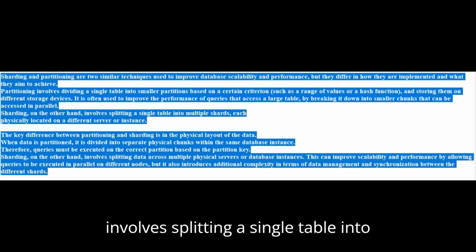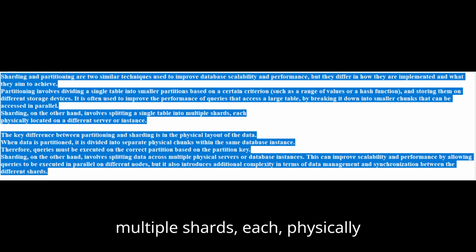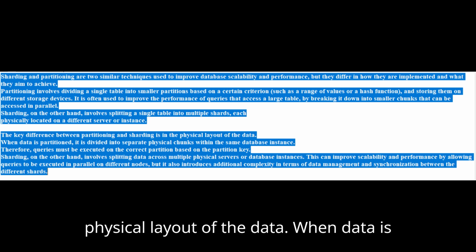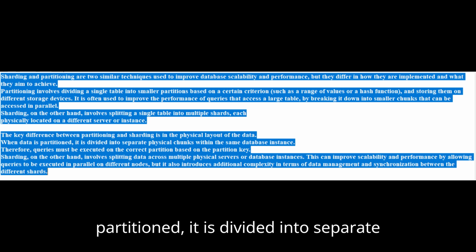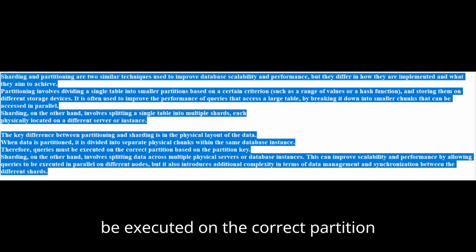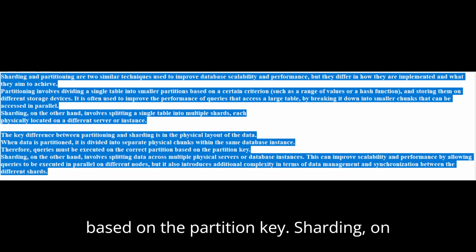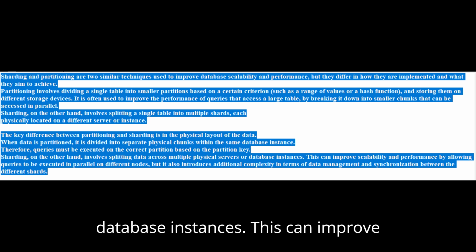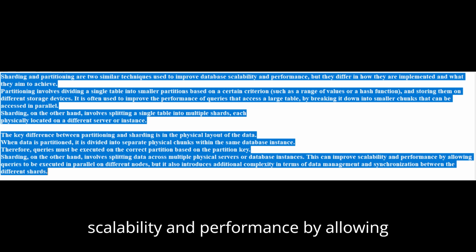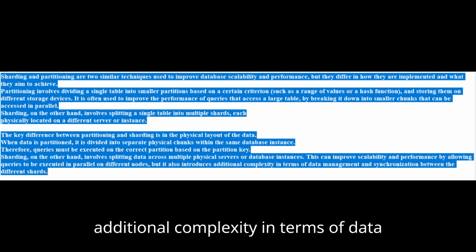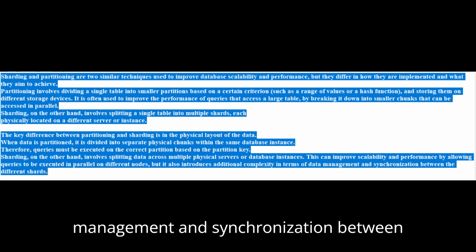Sharding, on the other hand, involves splitting a single table into multiple shards, each physically located on a different server or instance. The key difference between partitioning and sharding is in the physical layout of the data. When data is partitioned, it is divided into separate physical chunks within the same database instance. Therefore, queries must be executed on the correct partition based on the partition key. Sharding, on the other hand, involves splitting data across multiple physical servers or database instances. This can improve scalability and performance by allowing queries to be executed in parallel on different nodes, but it also introduces additional complexity in terms of data management and synchronization between the different shards.